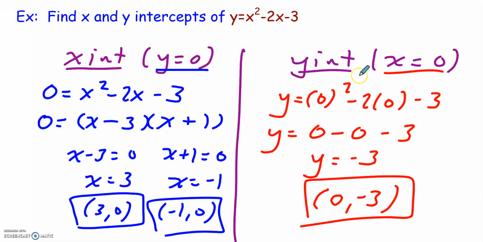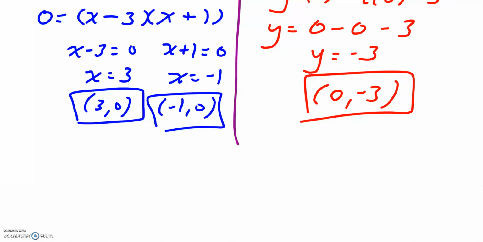The easier one is to find the y-intercept. If you plug in x equals 0 into the function, 0 squared is 0, 2 times 0 is 0, so you're just left with -3. So the y-intercept is at (0, -3). Now, even though this was not asked of you, I want to point out that with these points, you could graph a quick sketch of this parabola.